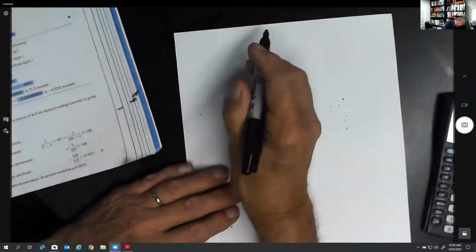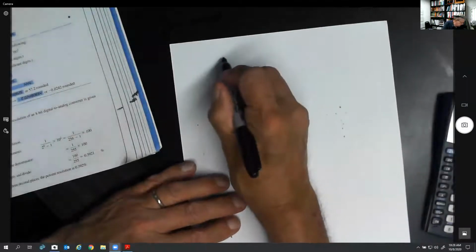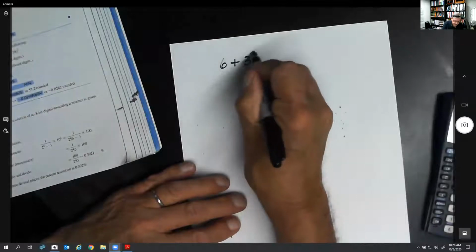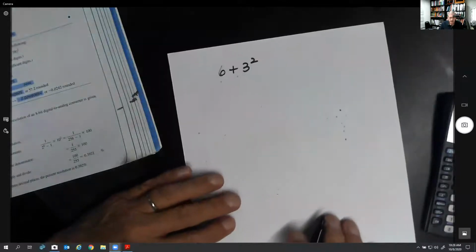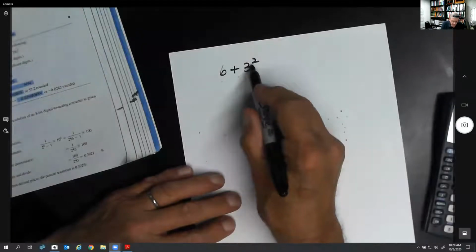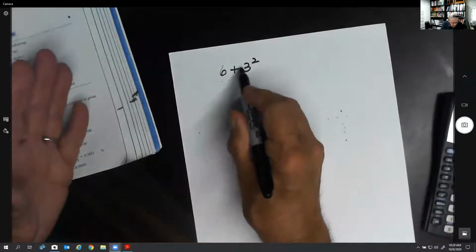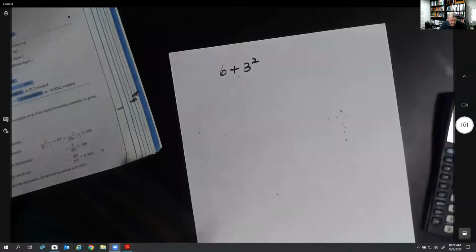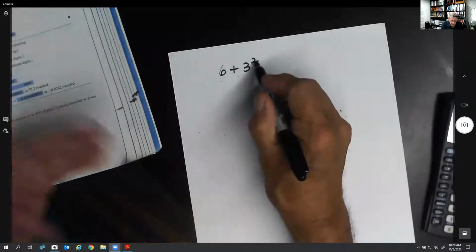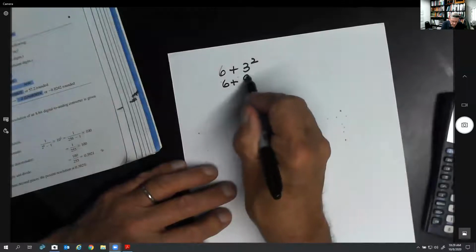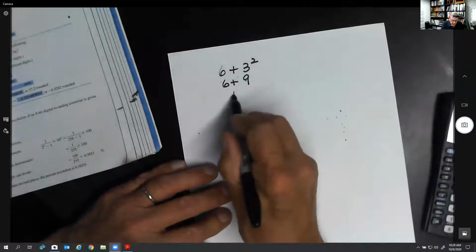All right, let's try another one here. 6 plus 3 squared. Okay. Before you add, you have to do the power. Addition and subtraction are the lowest thing on the totem pole. The highest is powers and parentheses. So 3 squared is 9. 6 plus 9, 15.